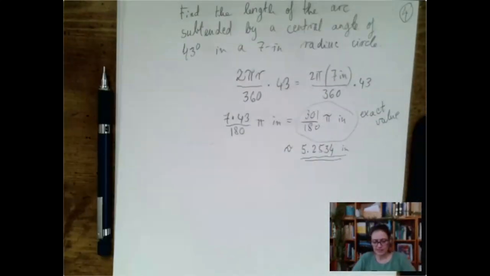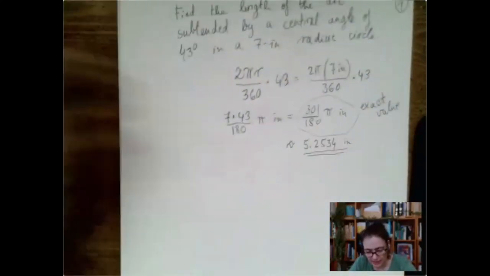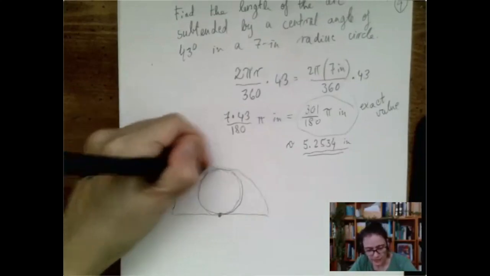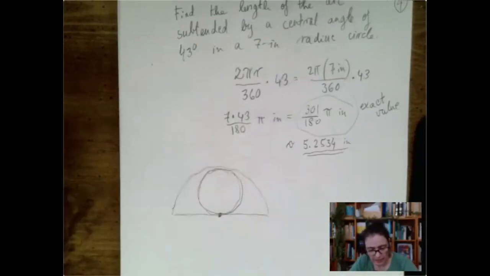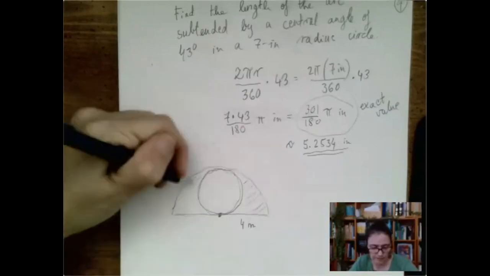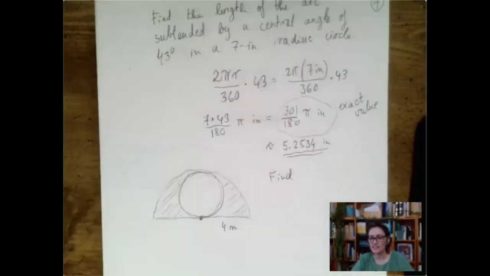To show you an example of the kind of things you can expect, let's start with an easy one. Now this is a circle in a semicircle, and let's say that this here is 4 meters, and find the shaded area. And if the problem doesn't say exact value or approximation, just get both.